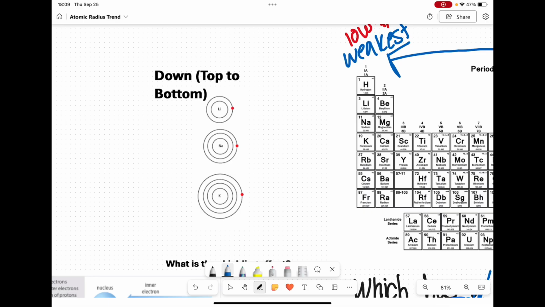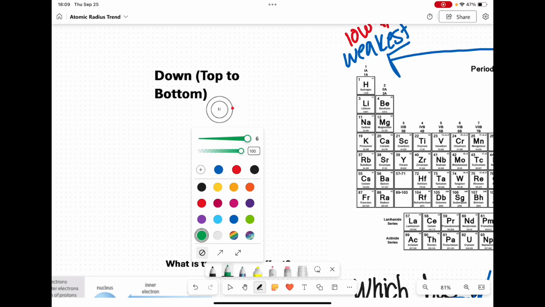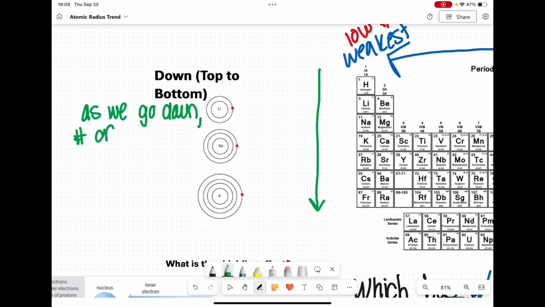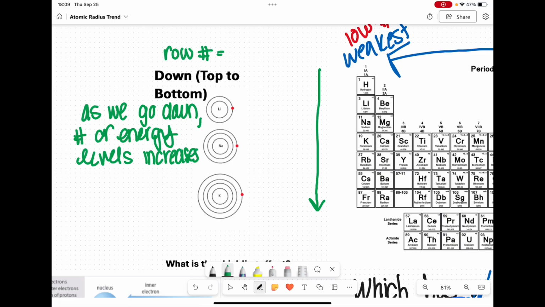So as we go down the periodic table, like this, we increase the energy levels or the number of rings. So row number equals the number of rings or energy levels.